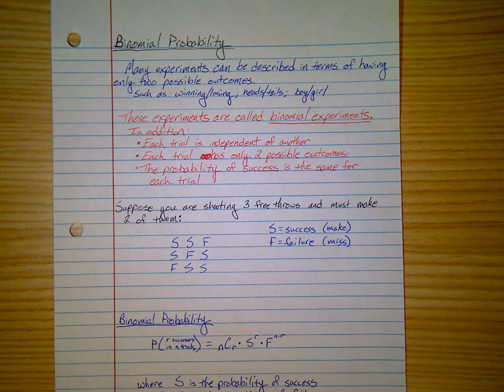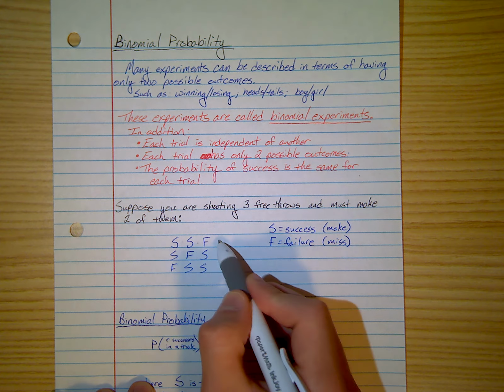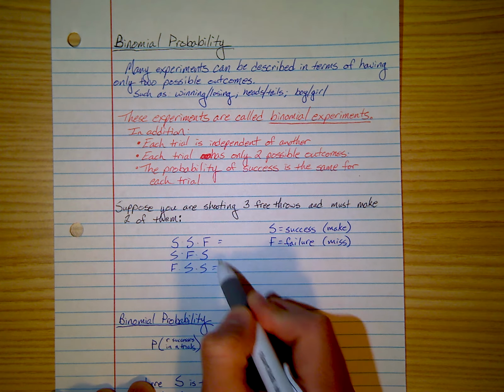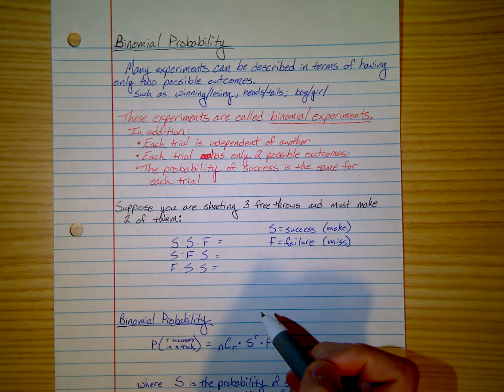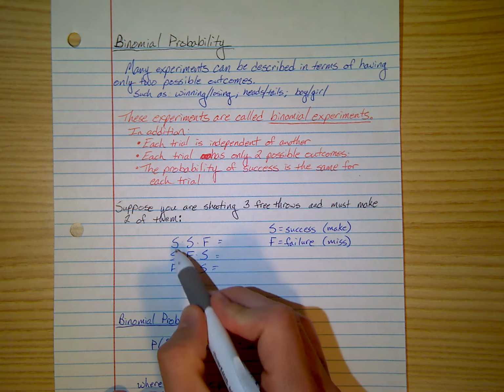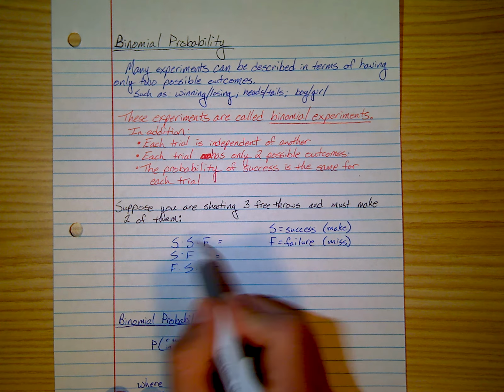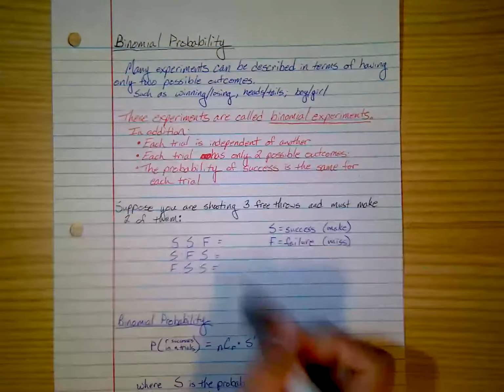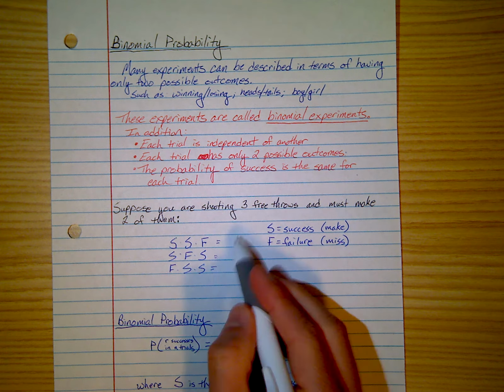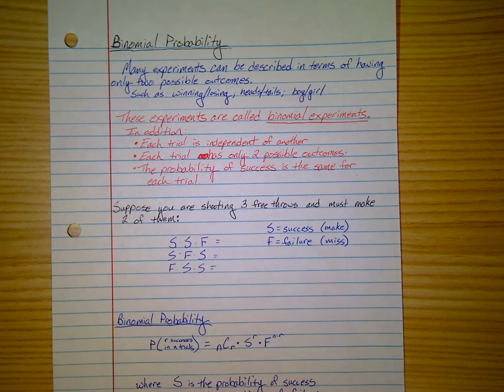But what you need to understand is the probability of each one of these would be the exact same. Basic probability: you multiply this probability times this probability times this probability. Because all three of these look the exact same, they have 2 S's and 1 F, they would have the same probability. So that's where this can get tricky, because there are multiple ways that the same outcome, in this case making 2 out of 3, can occur.